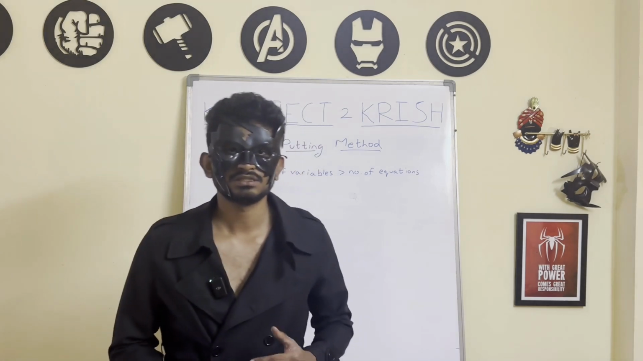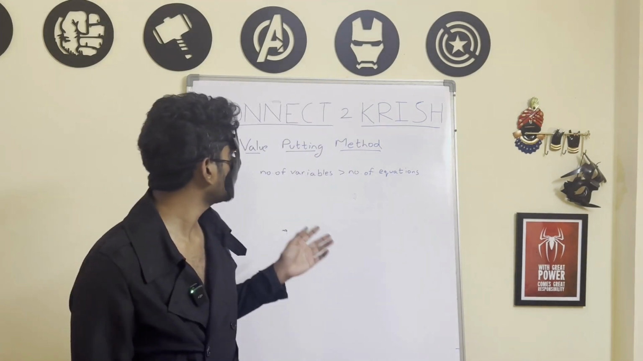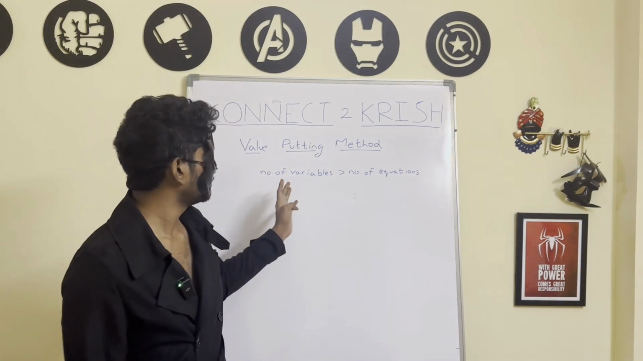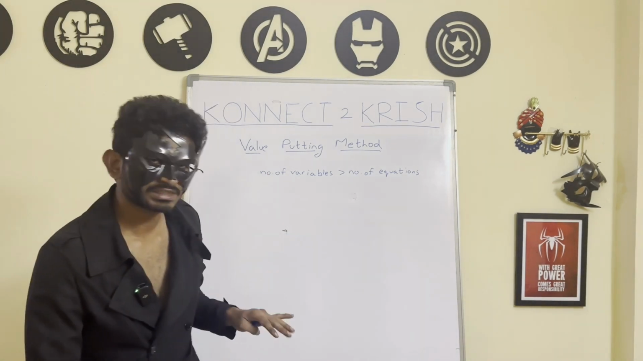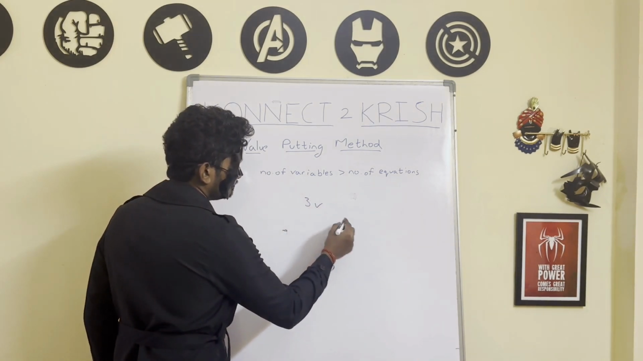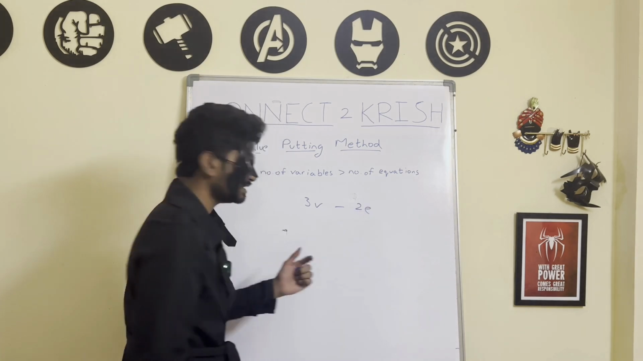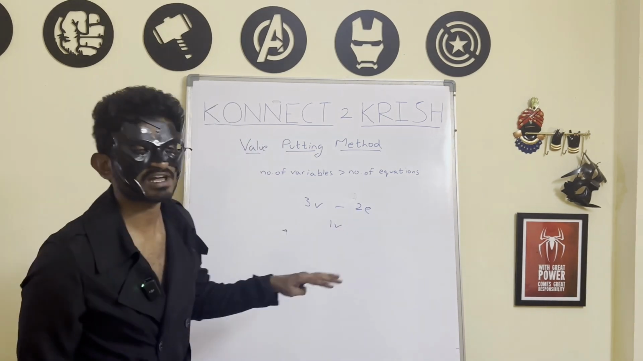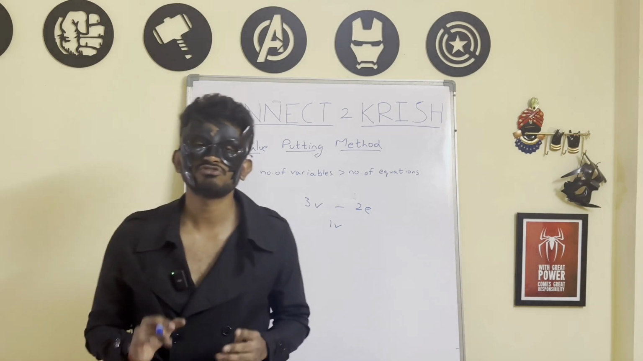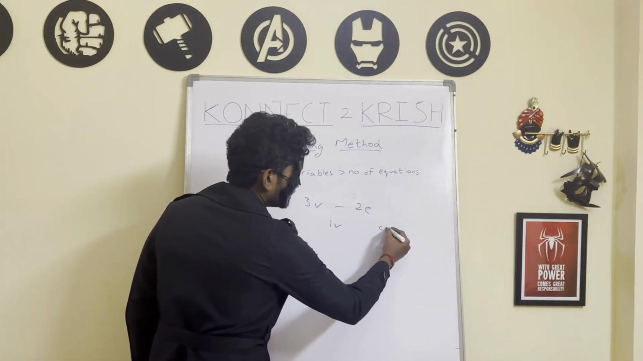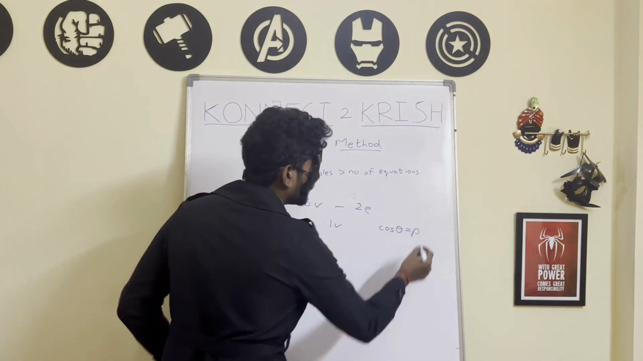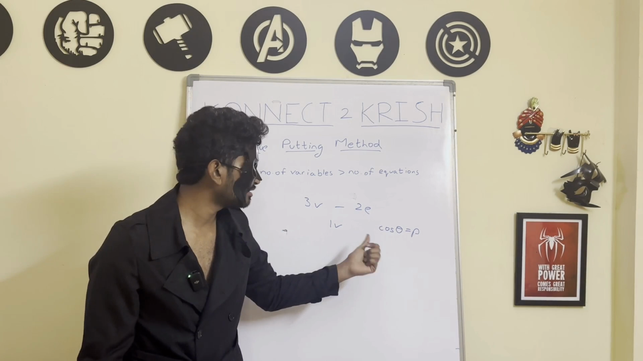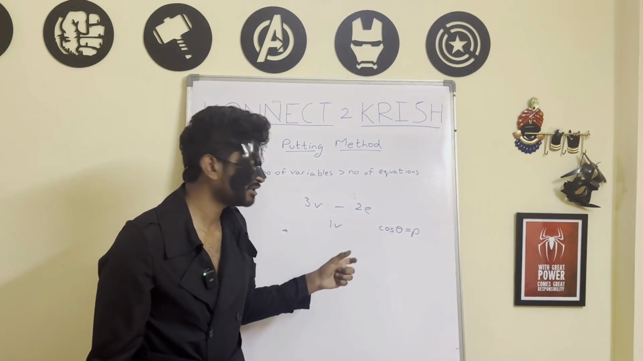So superhumans, before we solve the next question, I will be teaching you a small concept, that is the value putting method. Value putting method we will generally use when the number of variables is greater than the number of equations. For example, say there are 3 variables and 2 equations, then 3 minus 2 is 1. So one variable we can assume some value, and the value which you assume should also be valid. For example, say cos theta is equal to p is given in the exam. Here I can't assume p as 16, because we know that the range of cos theta lies between minus 1 to 1. So the value of p we will generally take between minus 1 to 1.